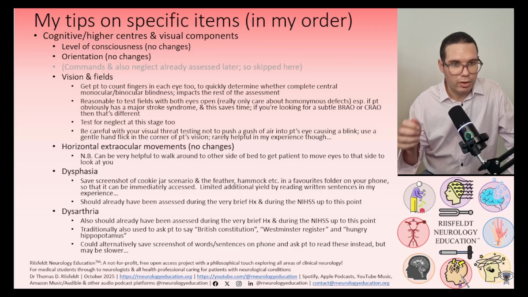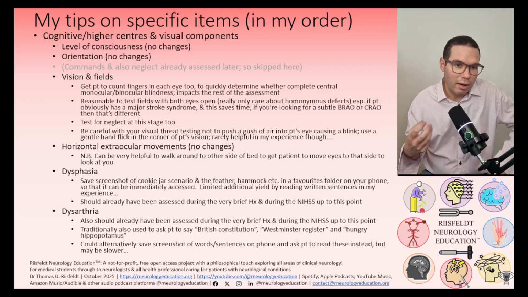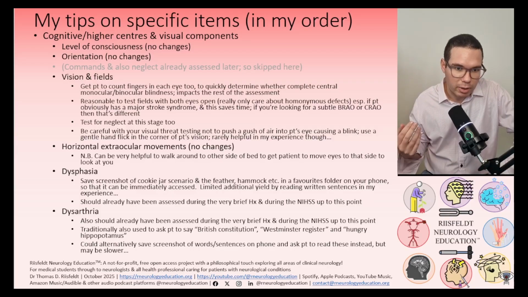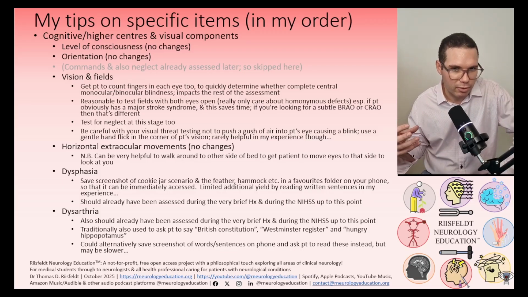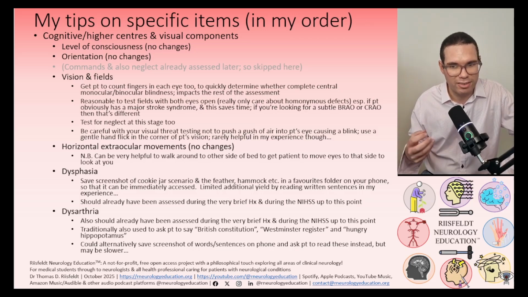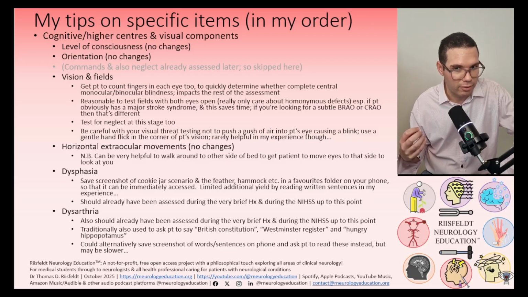So firstly, there's the vision and fields. Even though it's not a component of the NIHSS, I think it can be helpful to just really quickly ask the patient to count your fingers in each eye, just to quickly determine whether the patient does actually have monocular blindness or not, because it totally affects the rest of the visual assessment, and it totally affects the rest of the assessment as well. And it's just an easy way to quickly elicit whether the patient has severe blindness or not in one or both eyes. And it only takes 2 or 3 seconds. You're not losing a lot in terms of time by doing that.